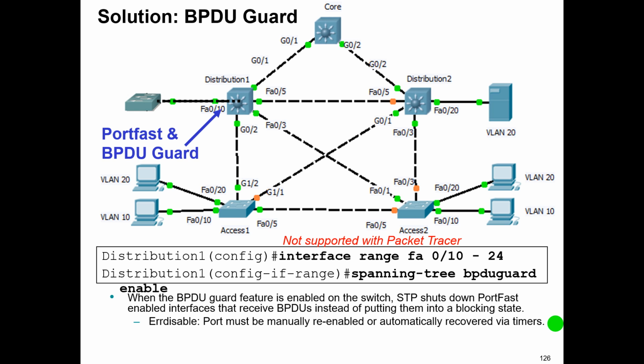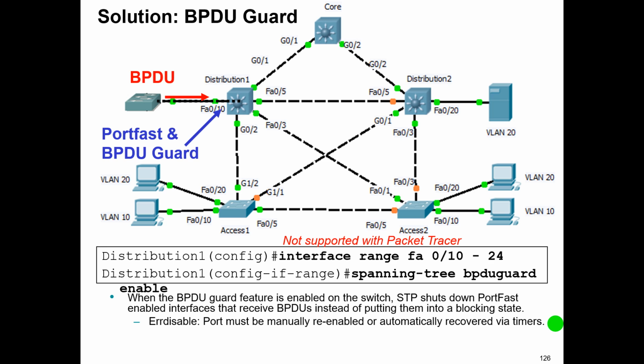When the BPDU guard feature is enabled on the switch, STP shuts down port fast enabled interfaces that receive BPDUs instead of putting them into a blocking state. They go into error disabled. The port must be manually enabled or automatically recovered via timers.